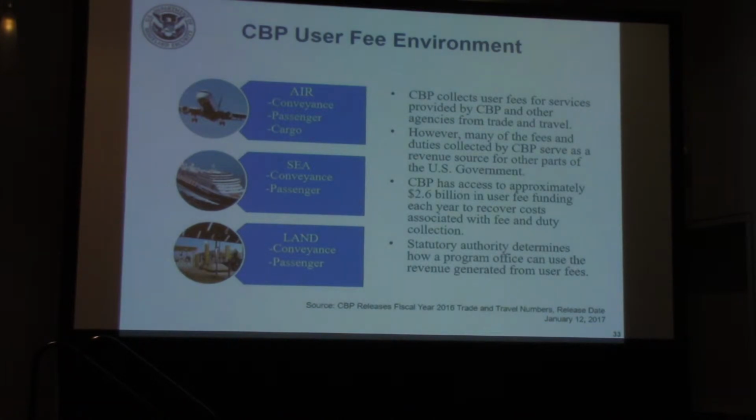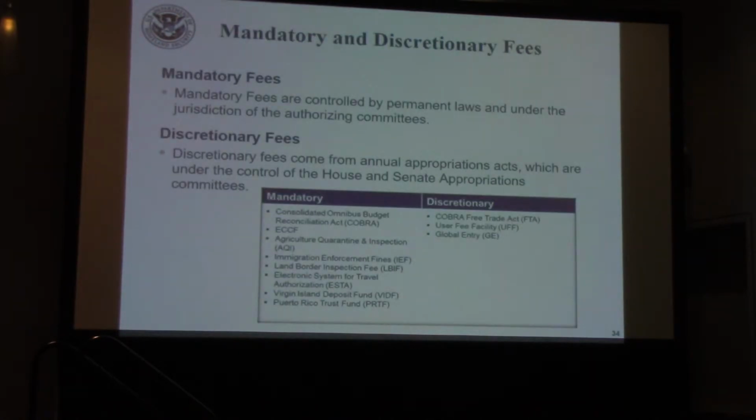As I mentioned before, there's a lot of statutory authority that determines how a program office can use the revenue generated from the fees. So as I mentioned before, there are a lot of rules and regulations in regards to the fee programs. So we're going to talk about mandatory and discretionary fees.